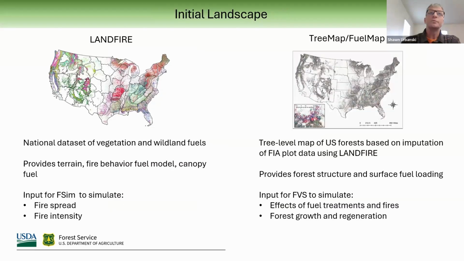Okay, so the initial landscape again. LANDFIRE, we're using the LANDFIRE data, a national data set of vegetation and wildland fuels. For our purposes, it provides terrain, fire behavior fuel models, and canopy fuels as input for the FSim large fire simulator, so we can simulate fire spread and fire intensity. And then the TreeMap and the FuelMap, which is a tree level map of U.S. forests based on imputation of FIA plot data using LANDFIRE. This provides the forest structure and surface fuel loadings. And this is the input for FVS to simulate the effects of fuel treatments and fires, and also forest growth and regeneration. And as I had mentioned, it's also through those fire effects that we get at the smoke emissions.